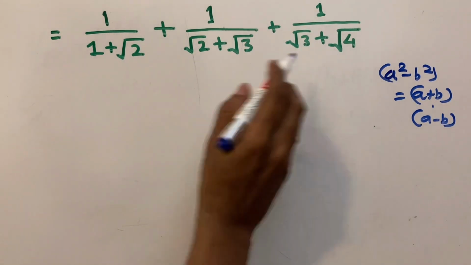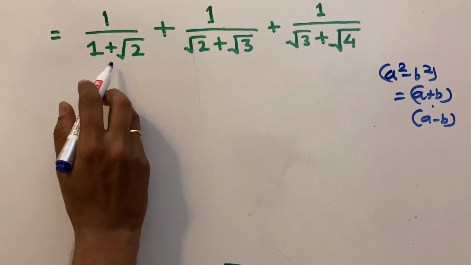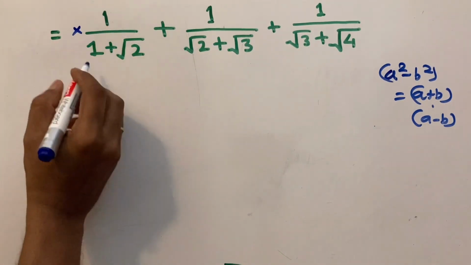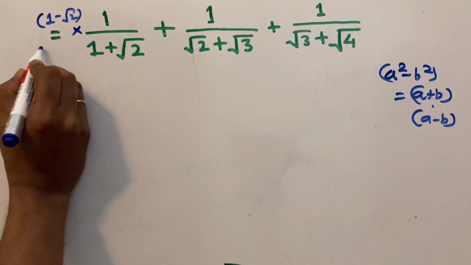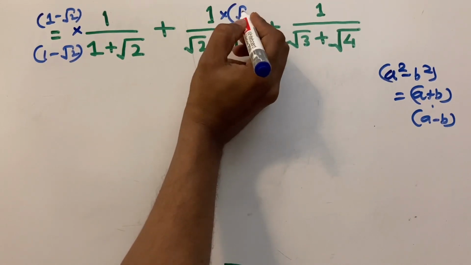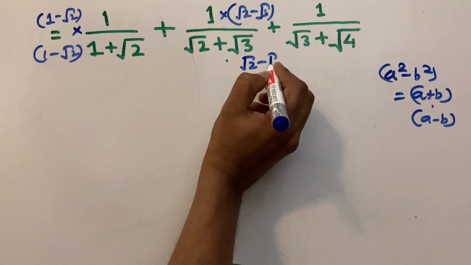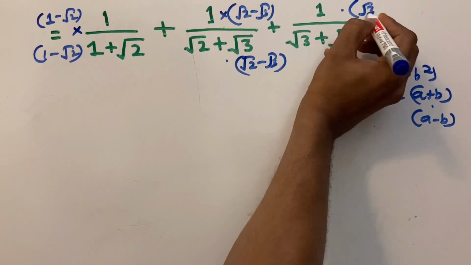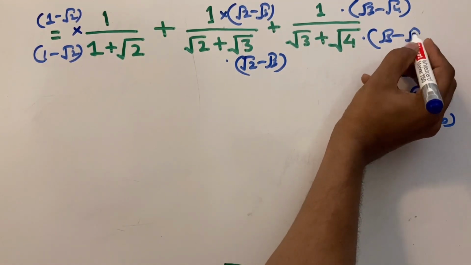As all values are in the form of a plus b, we are going to multiply them with a minus b of their respective values. Here multiply 1 minus square root of 2, and here 1 minus square root of 2. Similarly, multiply here square root of 2 minus square root of 3, here square root of 2 minus square root of 3. Similarly, here multiply above 3 minus square root of 4, and here 3 minus square root of 4.